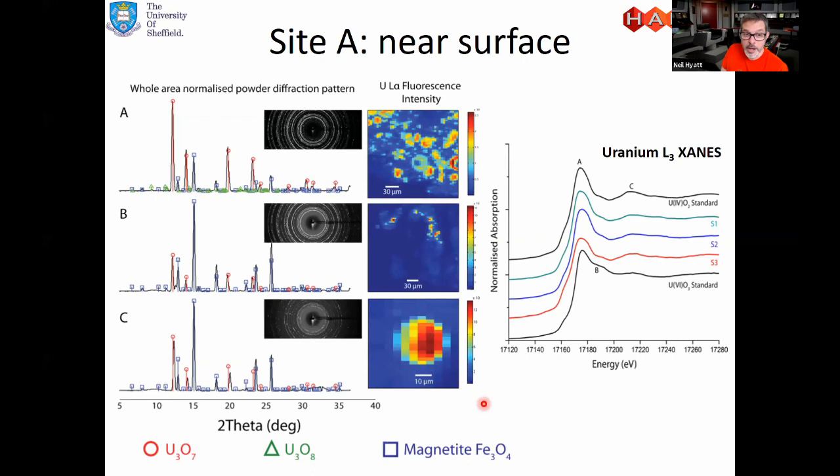This is confirmed by XRF mapping, which shows characteristic spherical distributions of uranium, also observed by SEM and shown on the previous slide. And the uranium L3 edge XANES data are consistent with the XRD data. The edge positions and post-edge features shown in the uranium L3 XANES of these particles are similar to the UO2 reference for uranium-4 and as expected for a majority U3O7 phase with a fluorite-related structure.